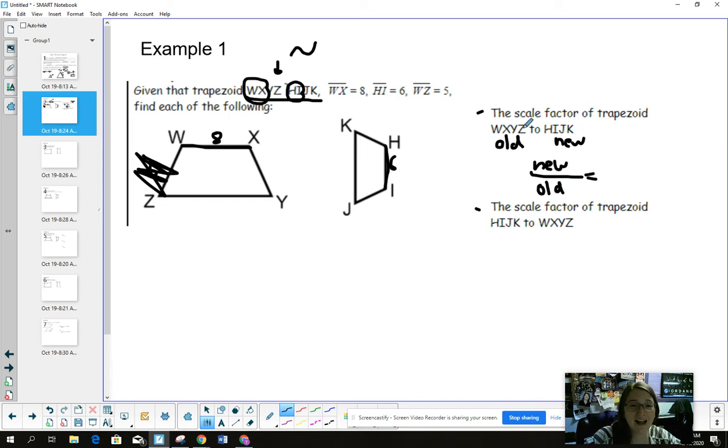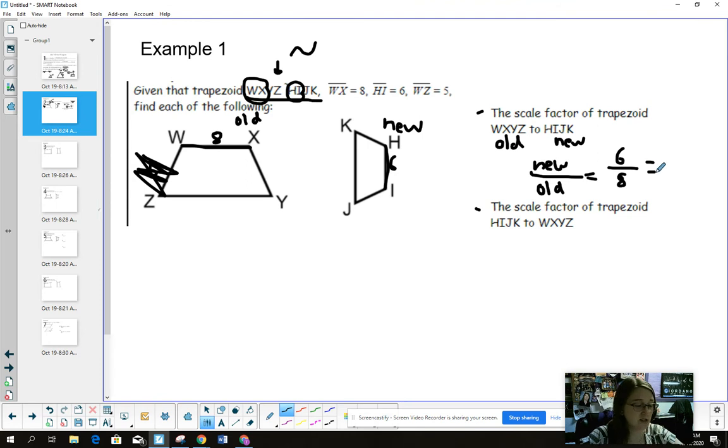So I need the side from my new shape, which is going to be this one right here. I just labeled that HIJK is the new shape, and this is the old. So take a moment, think what number is going to go on top, what number is going to go on bottom if we want the new side on top and the old side on bottom. Okay, well, if this is my new shape, that means 6 is going to go on top and 8 is going to go on bottom.